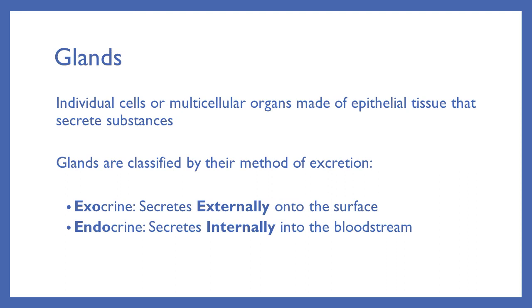Glands are classified by their method of excretion. Exocrine glands secrete externally onto the surface. Endocrine glands secrete internally into the bloodstream. Now keep in mind that surface might be the surface of your skin or it might be the lumen of the intestines.